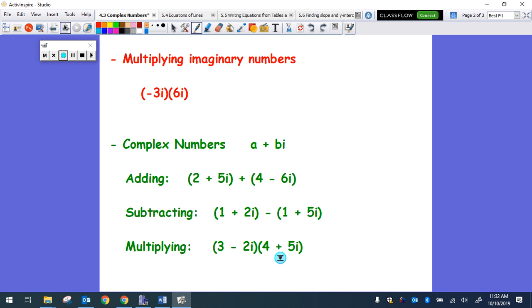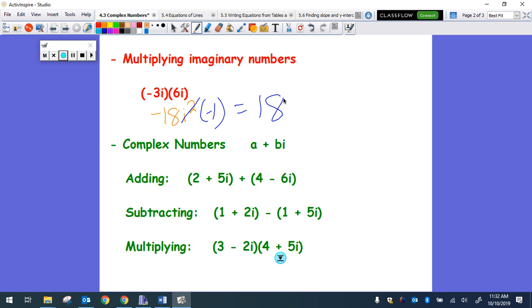So, multiplying imaginary numbers. Let me show you how that works. Your regular numbers work the same. Negative 3 times 6 is negative 18. And i times i is i squared. But I just made you write down i squared is really negative 1. So negative 18 times negative 1 is a positive 18.